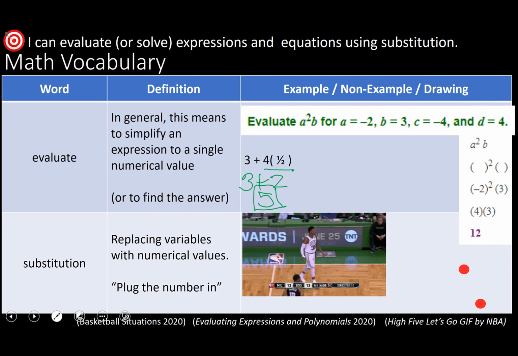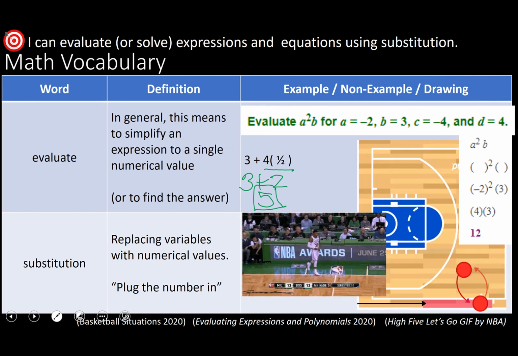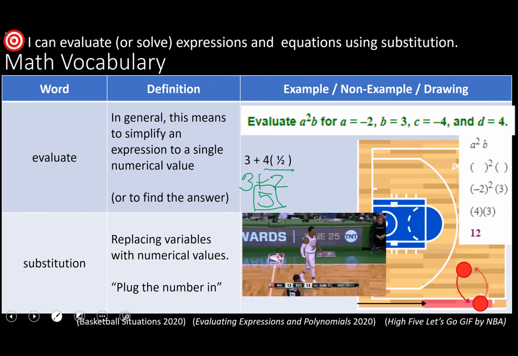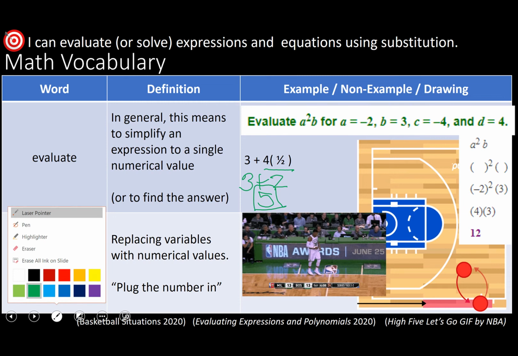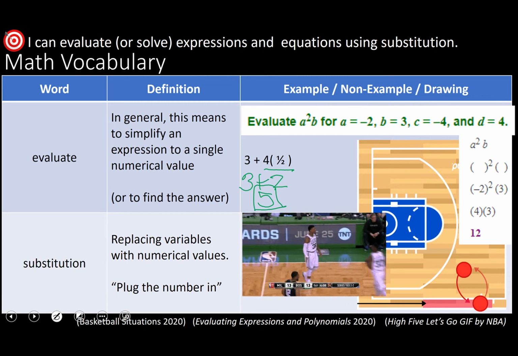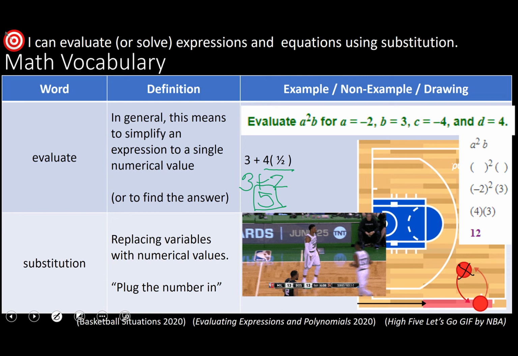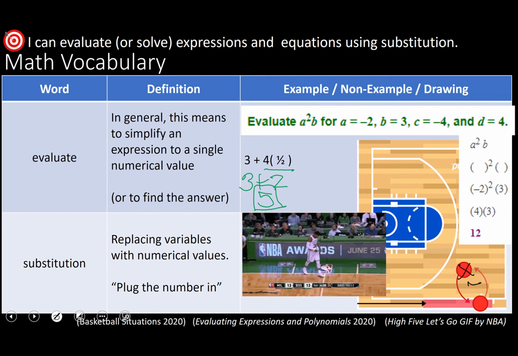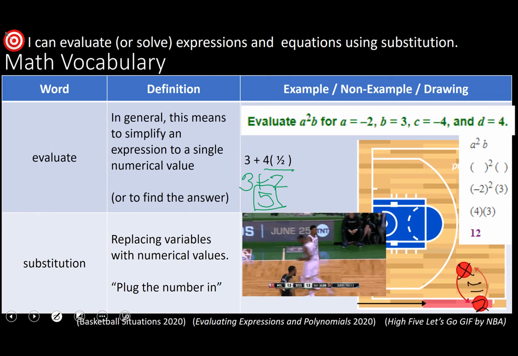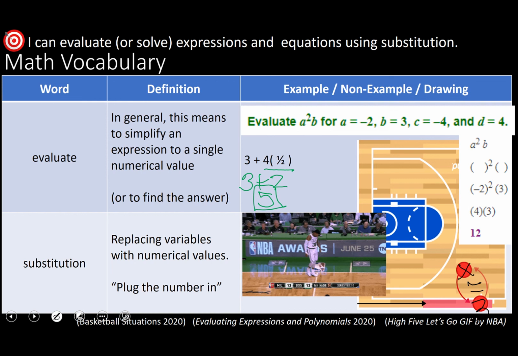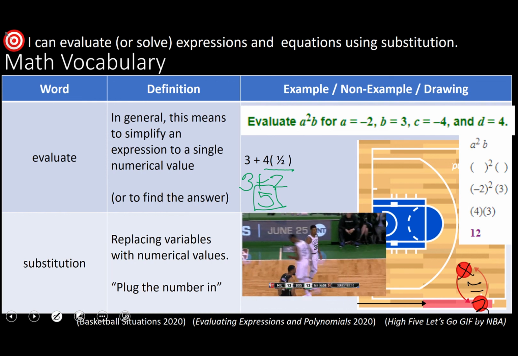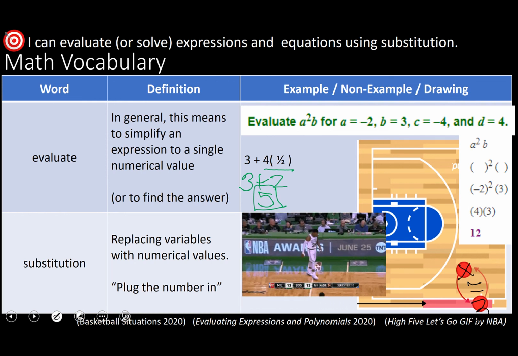So if you've ever played basketball, you know that people sub in and out of the game. So what I like to remember is that if we had an x in our expression and we were told that x was equal to 3, then every time we saw an x in something, we would replace it with the 3. We would substitute it.